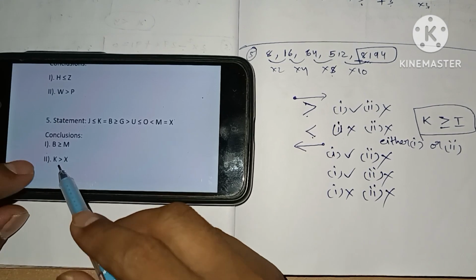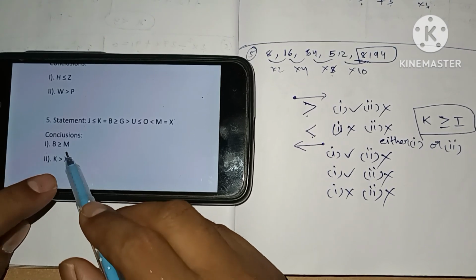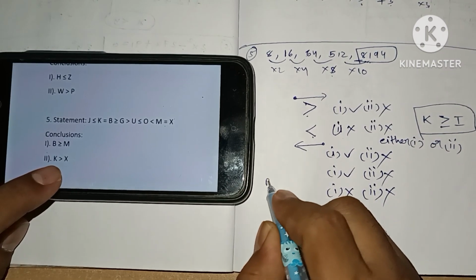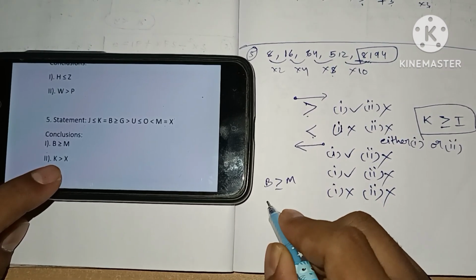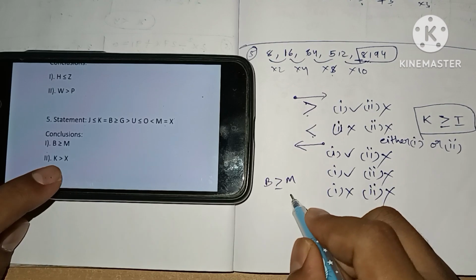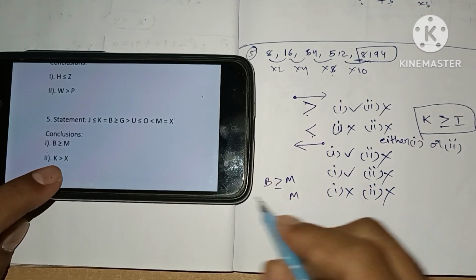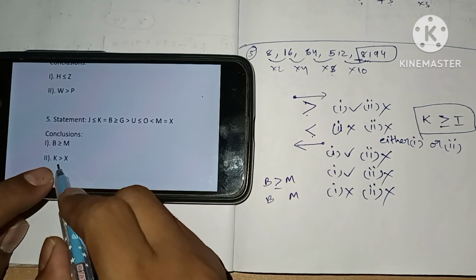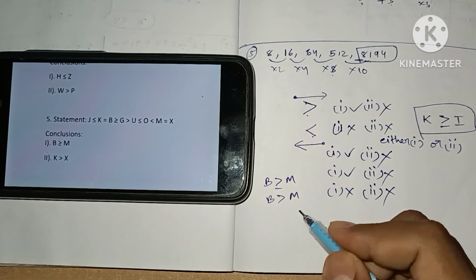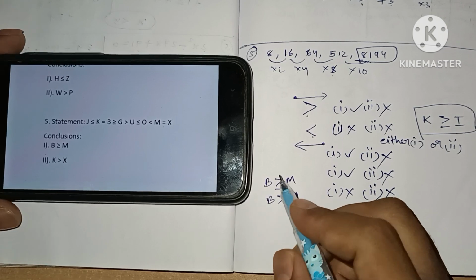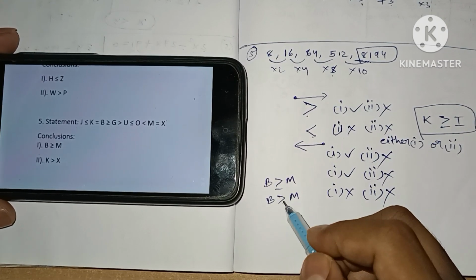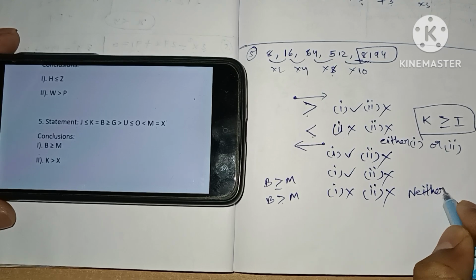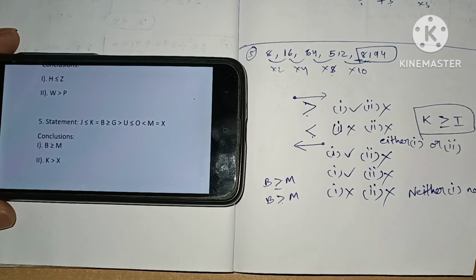From this question I want to explain one more concept. Here X is nothing but we can write it as M. So the first conclusion is B greater than or equal to M. Second conclusion, instead of X we can place M, and instead of K we can write B. In between those two we have the greater than symbol. So B is always greater. So we get neither nor for this question. Neither 1 nor 2 is the answer.